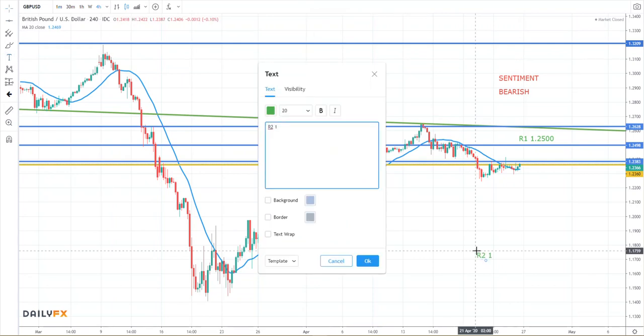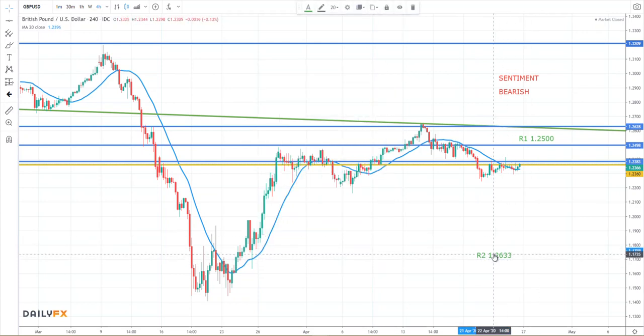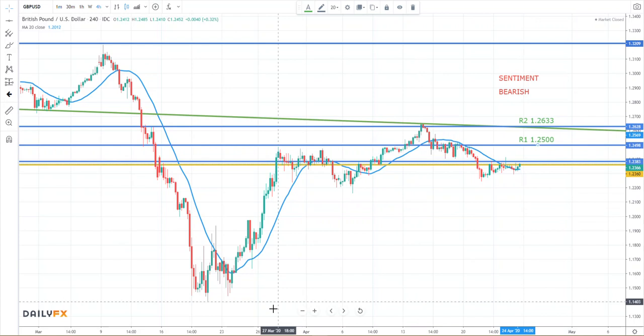Right there, R2, 1.2633. And that's our most recent high, which occurred April 20th. So just remember, if price stalled somewhere before, historically it'll probably stall there again, unless there's enough buying or selling to really force it out of that channel, right? To force it into that next zone of support and resistance or price action. Okay, so that's R1 and R2.